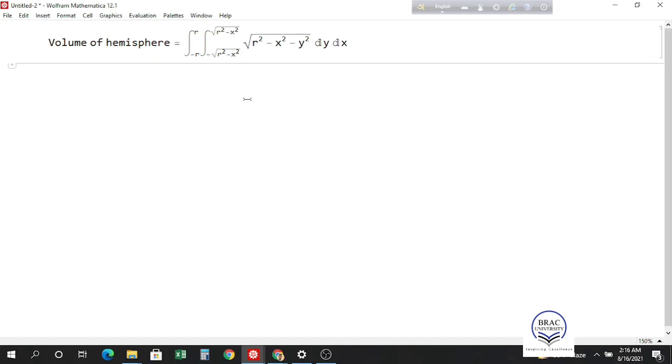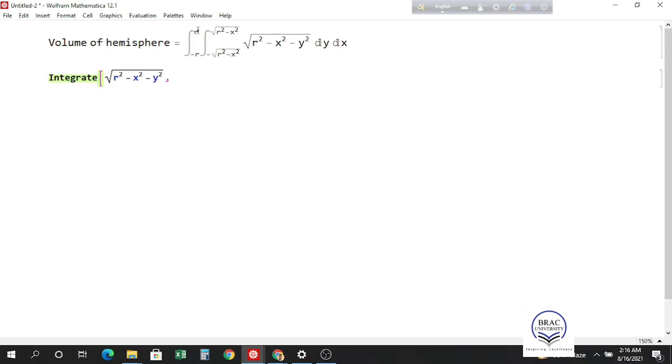There are two ways to do this double integral. You can use the Integrate function or you can use the integral sign. Let's start with the Integrate function. Write Integrate, and inside the square bracket write the expression square root of r squared minus x squared minus y squared. Normally we do this integral in polar coordinates because that's easy, but we're doing it now in Mathematica, so let Mathematica do the work.